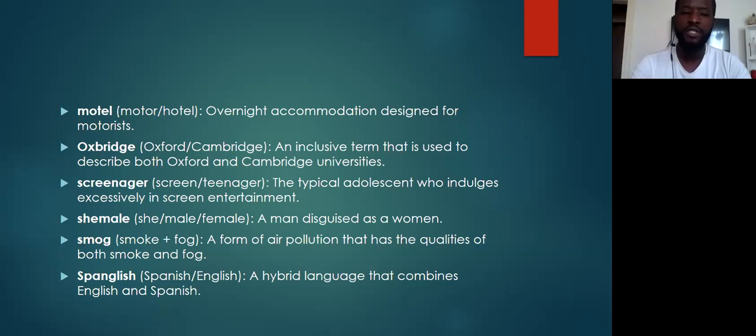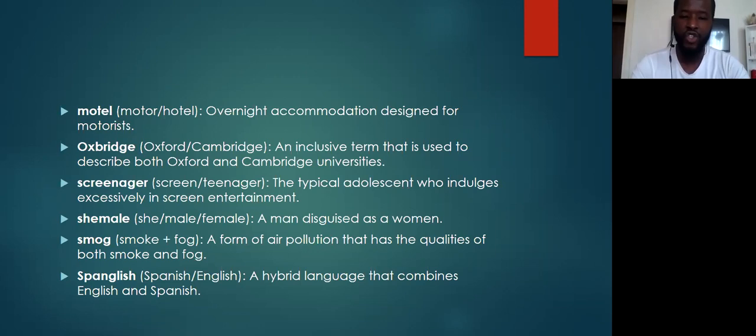And smoke, which is smoke plus fog, like nowadays that we are living right now in these circumstances. So in Turkey, everywhere is smog. I hope that these kinds of things will end. So it is a form of air pollution that has the qualities of both smoke and fog, okay?